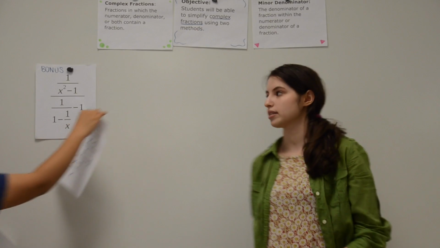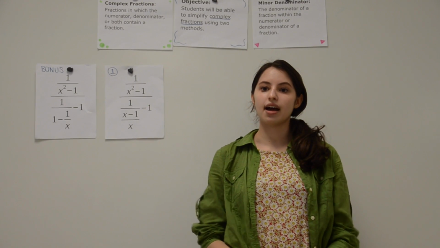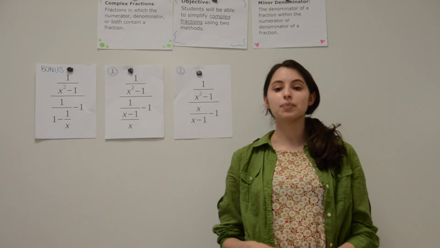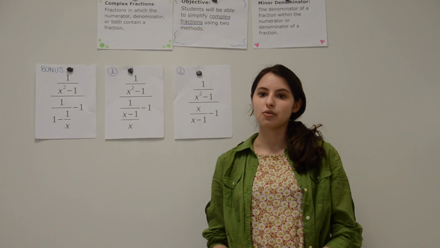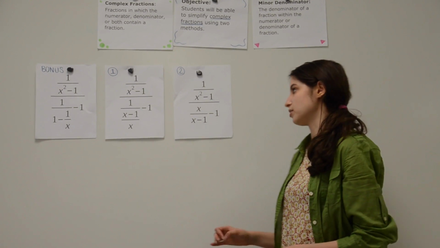First, make a common denominator of the lowest minor denominator. So x minus 1 over x. Now you can multiply by the reciprocal of this part of the denominator to get x over x minus 1. Now completely simplify the denominator with method 2 to get x minus x plus 1 all over x minus 1.